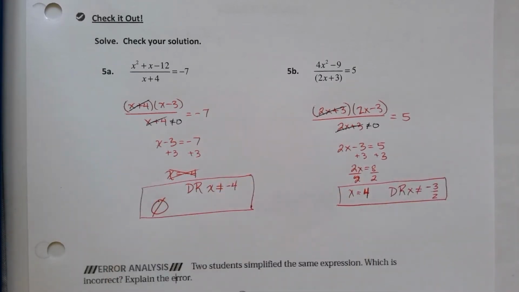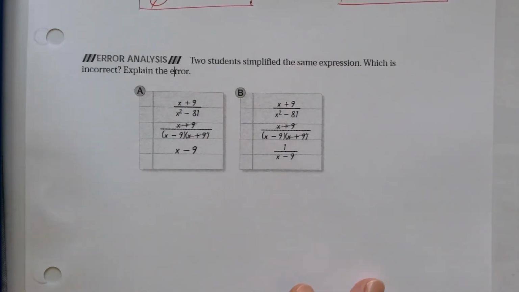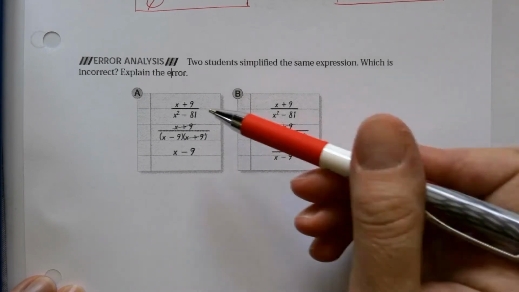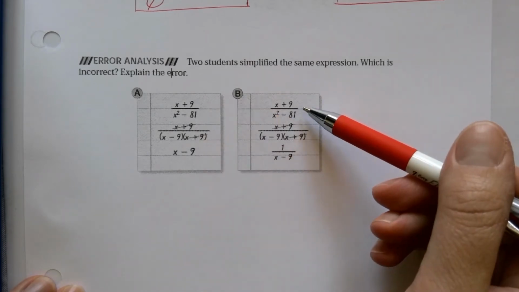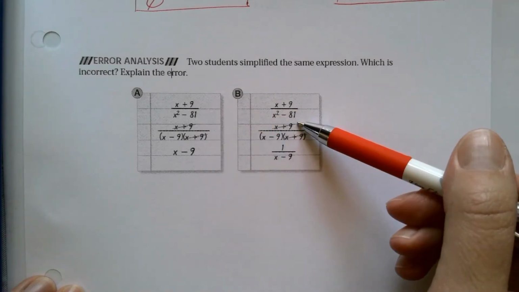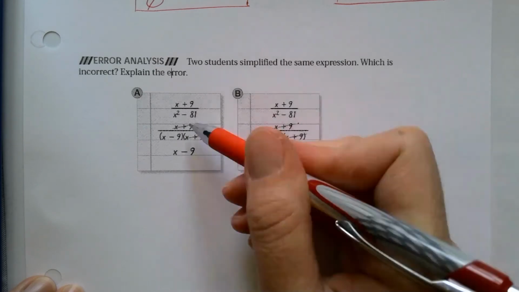All right, next problem we have is from the textbook, and it is an error analysis problem. It says two students simplified the same expression, which is incorrect, and to explain the error. Okay, so when I first look at this, they both have the same problem, so I want to look for that. The next thing is this one has an x plus 9 on top. X minus, okay, so everything's factored the same. They cancel the same thing out.